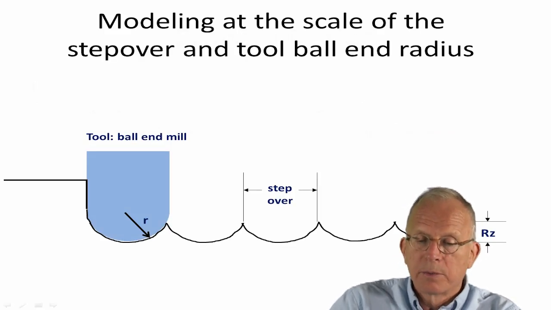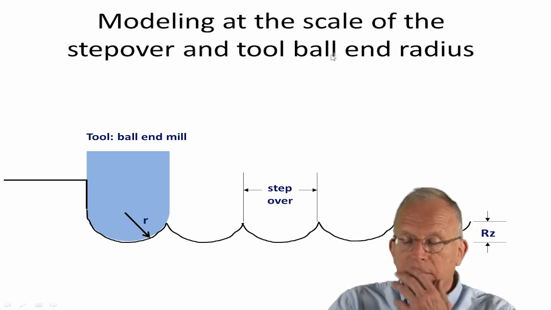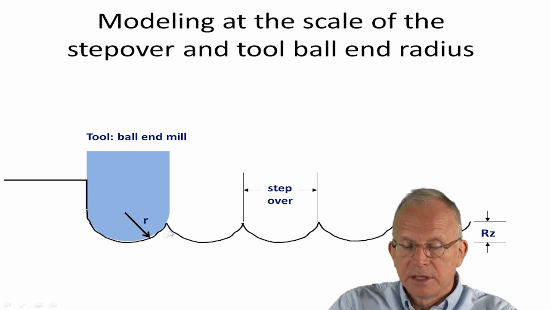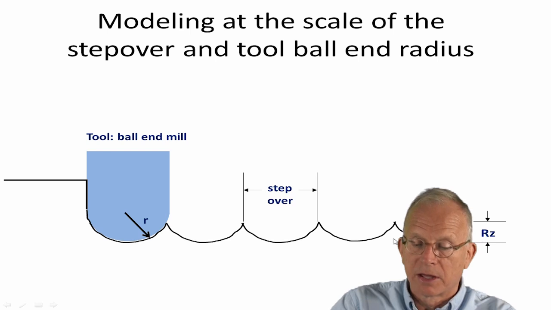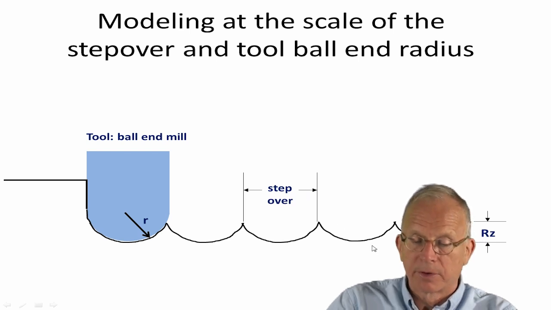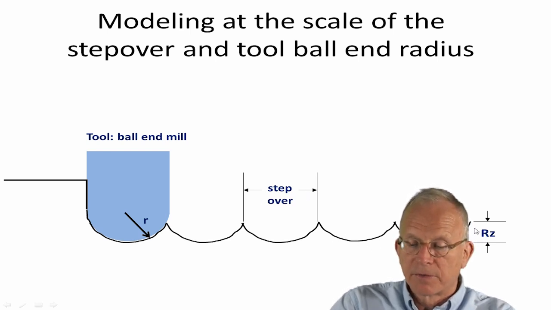So here's the way we would model this. In the model, we can see that the ball-end mill, which is blue, has a certain radius on it. As I step over, I leave these peaks and have some RZ value, some peak-to-valley height value that will correspond to the step-over. Now this kind of surface looks very much like the mold would have to look for the running shoes.